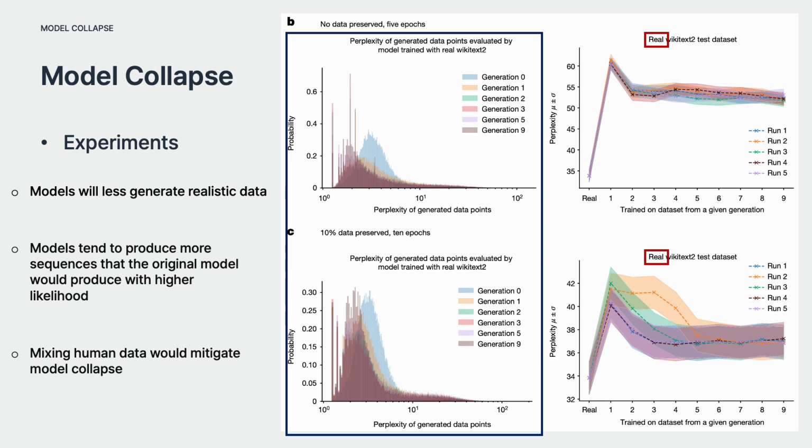Several consistent patterns emerge from this experiment. First, models generate progressively less realistic data. Second, generated outputs increasingly concentrate on sequences that the original model already assigned high probability. Third, mixing even a modest amount of real human data significantly mitigates collapse. This result closely matched the theoretical predictions.